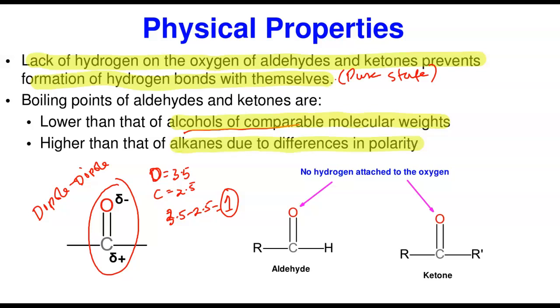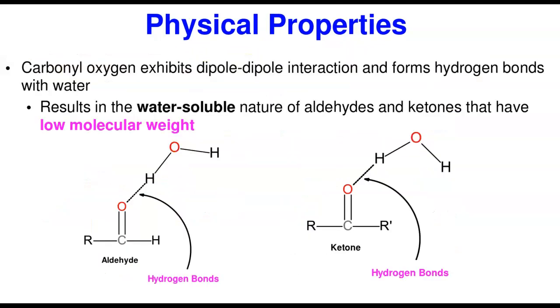So let's see what's happening here. If you look at this now, this is the aldehyde. There is no hydrogen here. Of course, again, this is a polar bond. This is also a polar bond that can form dipole. However, there's no hydrogen here, and therefore they cannot in any way hydrogen bond with themselves or form hydrogen bond in pure state. Now, of course, I already said this in the previous slide. The carbon and oxygen exhibit dipole-dipole interaction.